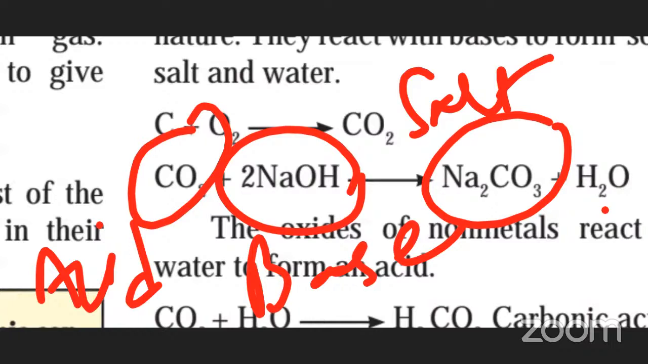Okay, whenever acid-base reaction takes place, water and salt is formed. So remember this thing: acids and bases react with each other to form salt and water. The same condition is happening here. This oxide is acidic, and we are using a base, so acid-base reaction is taking place, which is known as neutralization reaction.